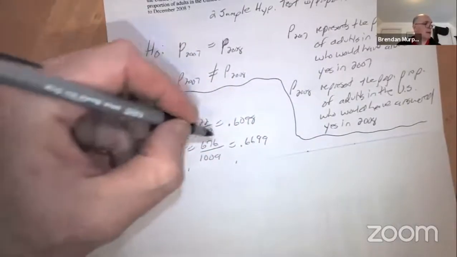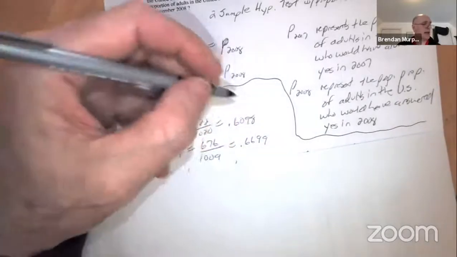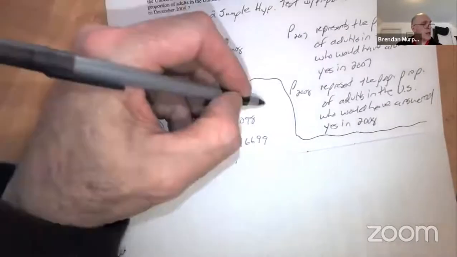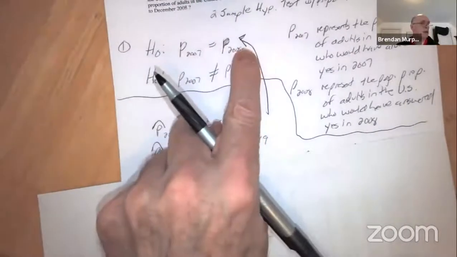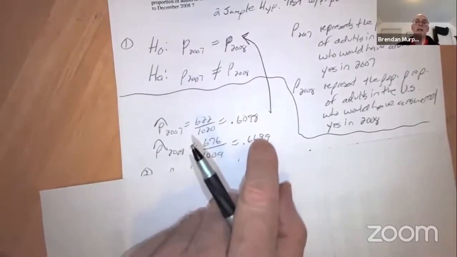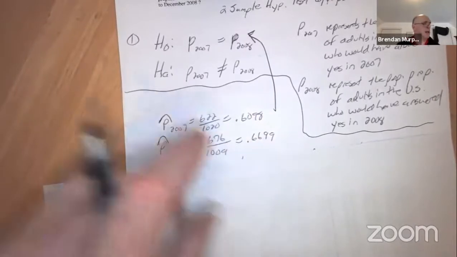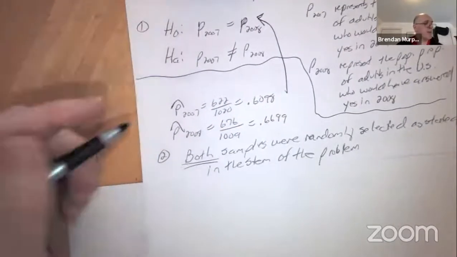P hat of 2008 was 676 over 1009, 0.6699. Again, I really don't know what that number is or that number. I have my two samples. Well, it's probably somewhere in between here, but I don't know exactly where. And so this is probably going to be that p hat combined that I mentioned a little bit earlier.